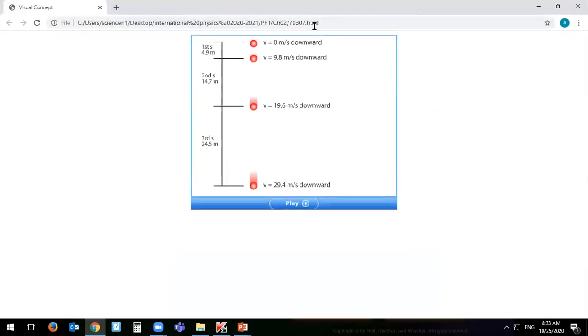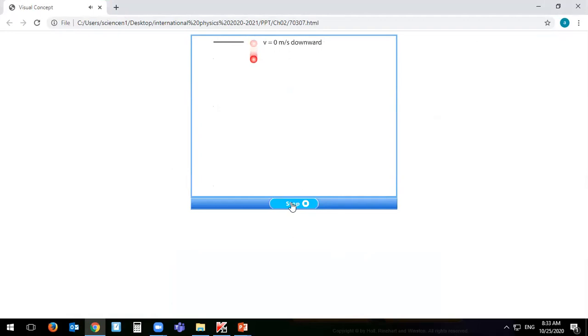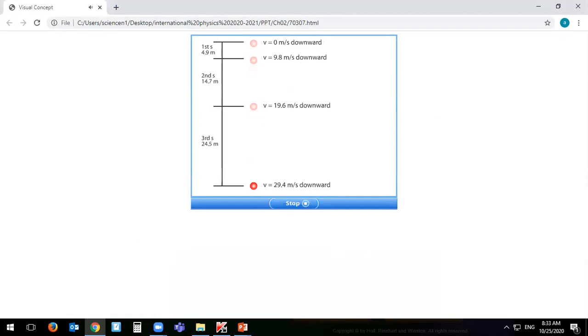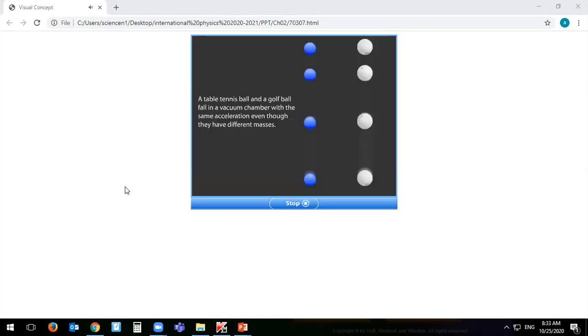Now the following video will explain how free fall happens. A falling object accelerates at a constant rate due to the force of gravity. As the object falls, the velocity will increase at a constant rate. The free fall acceleration due to gravity, symbolized by the letter G, is 9.81 meters per second squared at the Earth's surface. If only the force of gravity is acting on the object, then the motion is known as free fall.